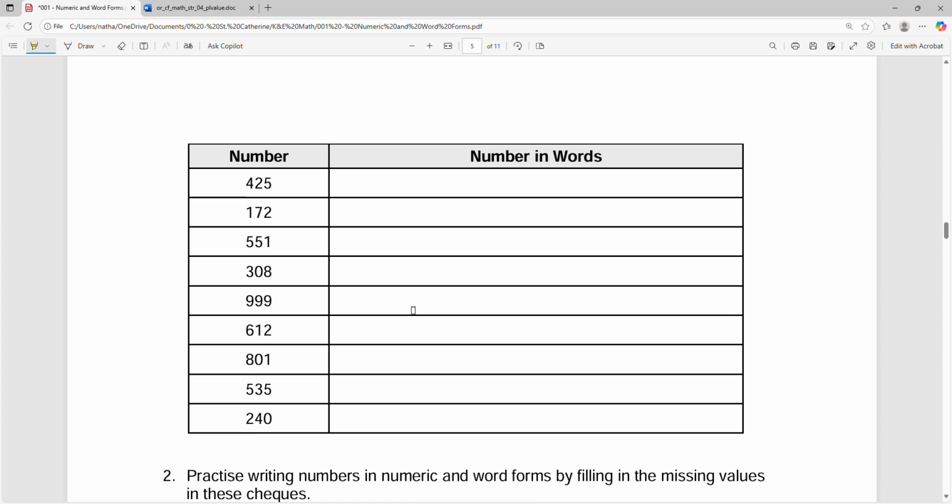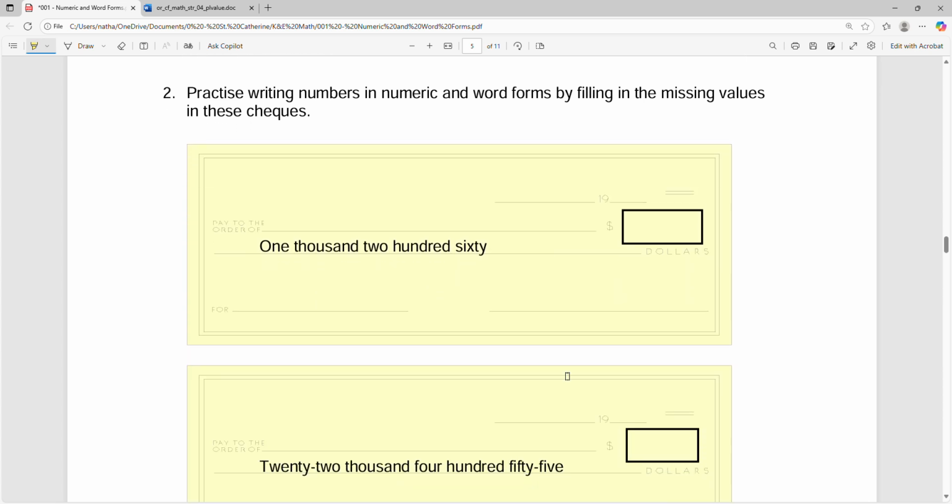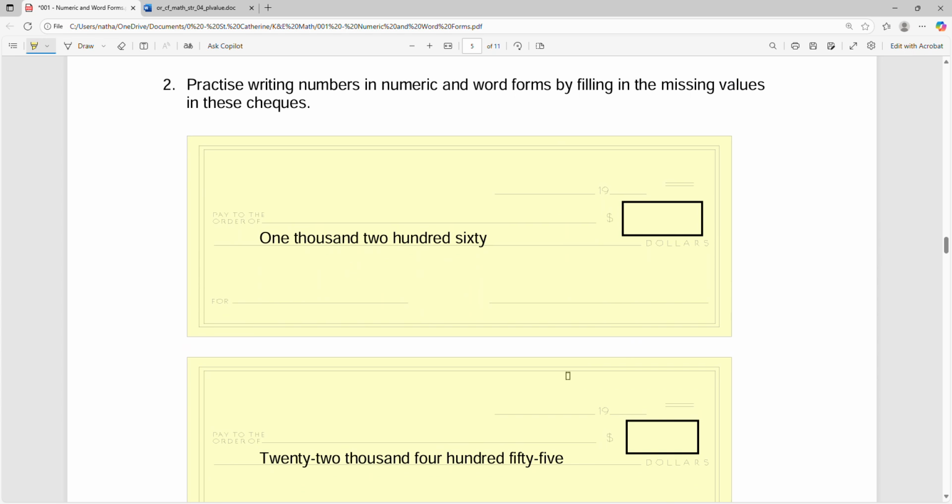And in this one, it's going to take a little more work because you've got a bunch of numbers here, and then you need to write them all out here in words. So now a practical application. We're going to practice writing numbers in numeric and word forms by filling in the missing values in these checks. So here is, for example, the word written, and you will write in this space here the actual dollar value. Maybe we can do this one together.